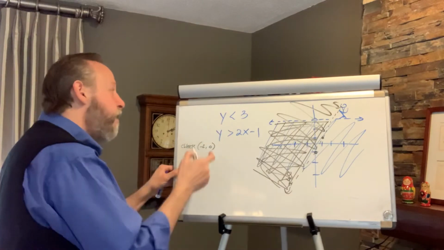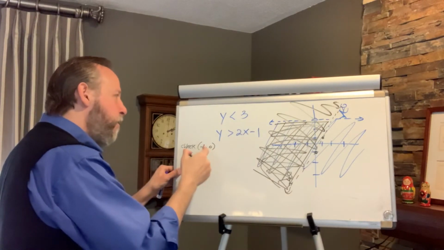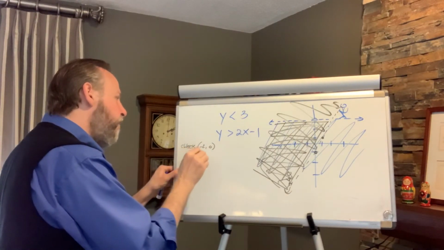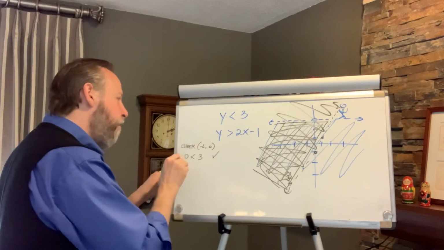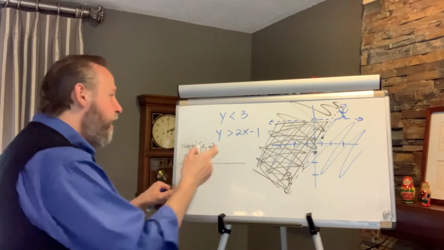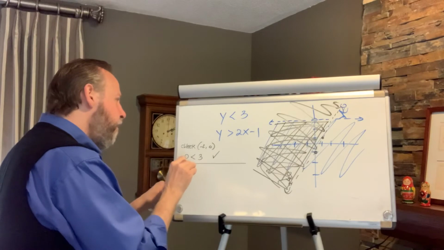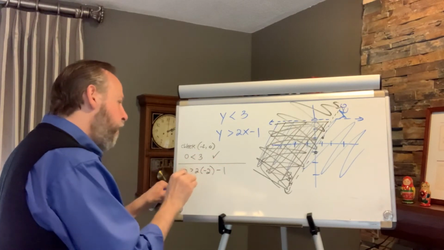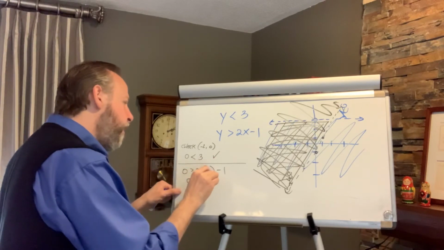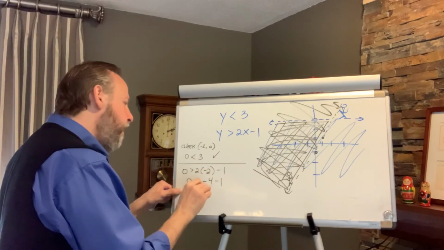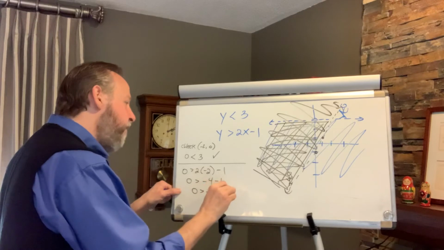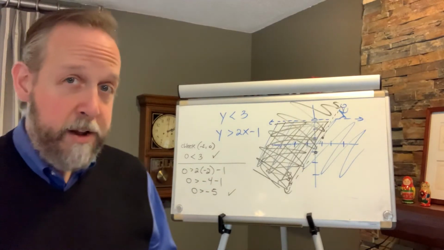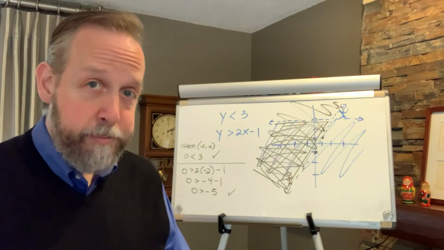So in the first line, there's only a y, there's no x. The y value is 0 here. Is 0 less than 3? Well, it already works out. 0 is less than 3. And this one, is 0 greater than 2 times negative 2 minus 1? 2 times negative 2 is negative 4 minus 1, and that means 0 is greater than negative 5, and it is. Again, 0 is greater than every negative number.